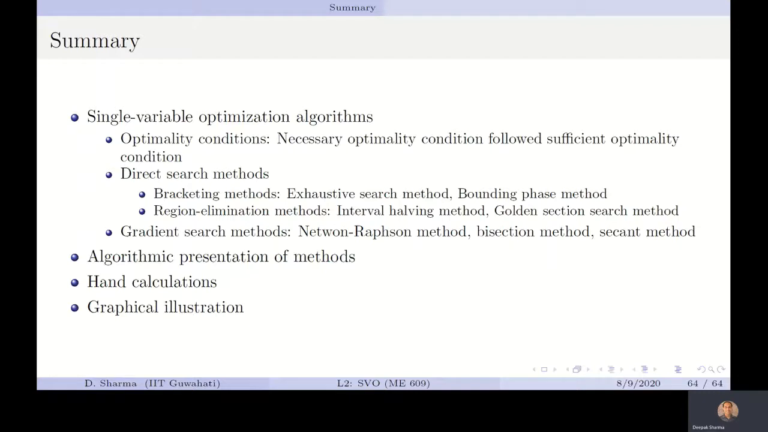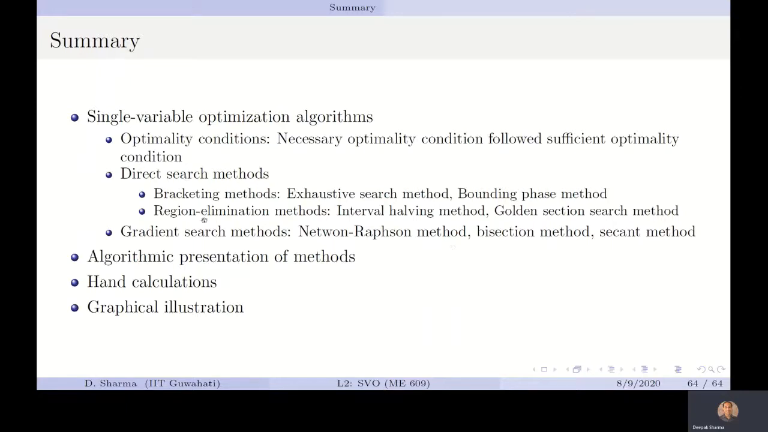Thereafter, we moved to direct search methods, which are divided into bracketing methods and region elimination methods. As you know, the bracketing methods roughly bracket the minima. We used the exhaustive search method and the bounding phase method. Region elimination methods eliminate regions and accurately locate the minima. In this class, we have gone through the interval halving method and the golden section search method. Thereafter, we have gone through gradient search methods. Basically, we targeted three methods: Newton-Raphson, bisection, and secant methods.